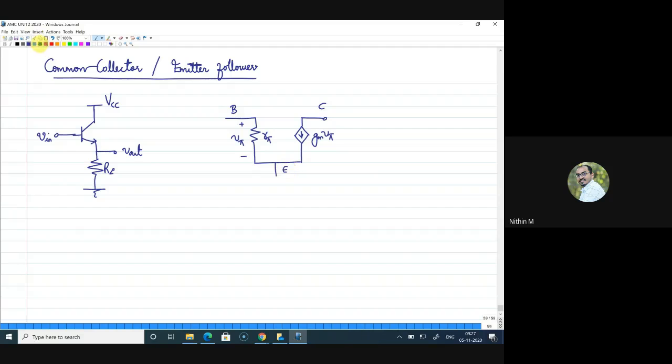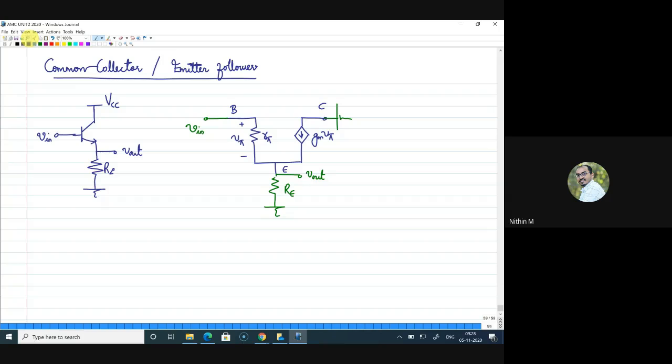Now I'll modify it according to the circuit. At the emitter, I need to connect the resistance RE. The collector should be grounded, and at the base I need to connect the input signal, which is Vin. Now this is the output point, Vout. The objective is to find Vout by Vin.